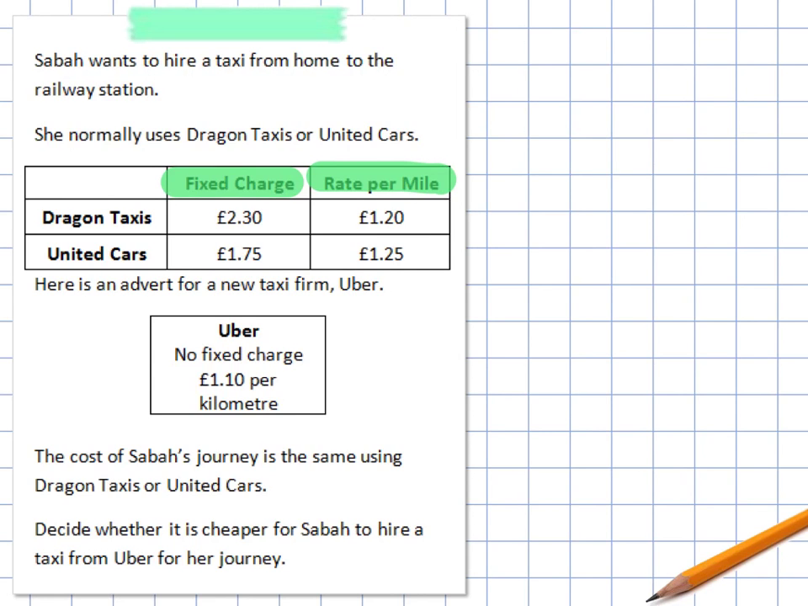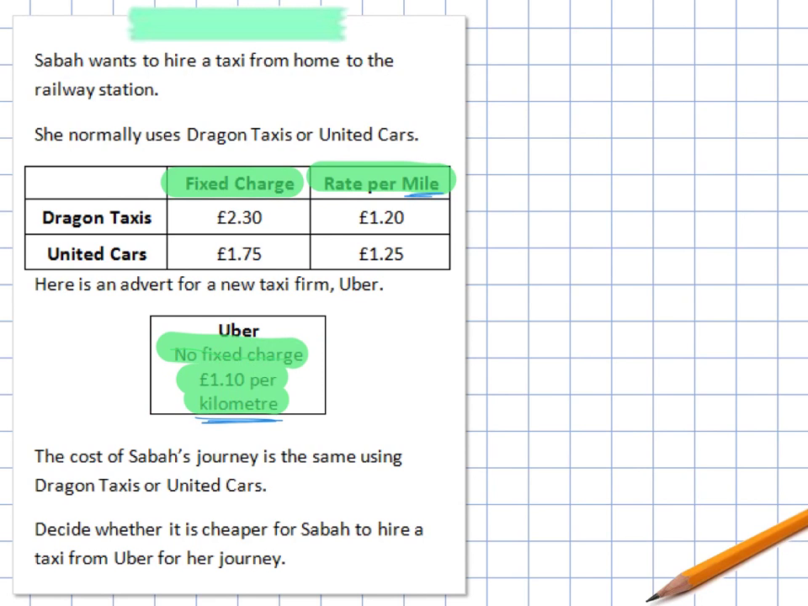We're then given a bit of information about another taxi firm, Uber, which I'm sure some of you will have heard of. They don't have a fixed charge, but they do charge £1.10 per kilometre. So immediately I'm looking at that and I'm thinking, well, they haven't got a fixed charge and they seem to charge less as the rate, so surely I would go with Uber. But the problem that you might see is that this is per kilometre and this is per mile. So we're going to have to do a little bit of translation between the two units.